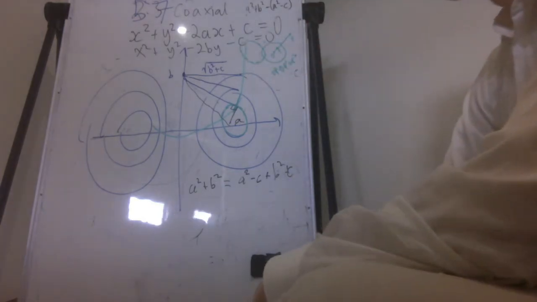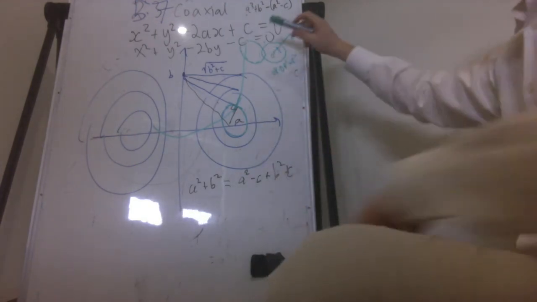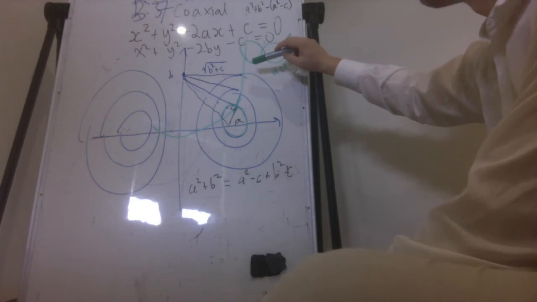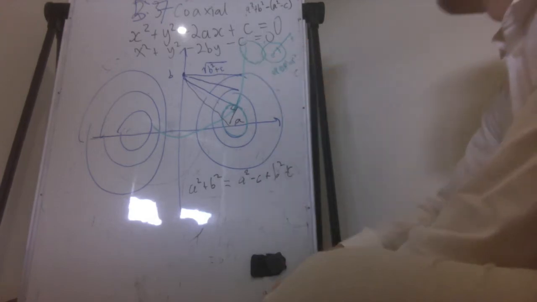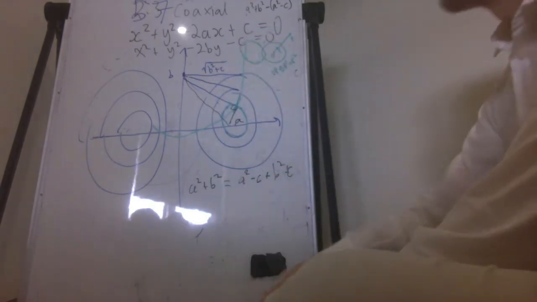I seem to think the power was C, yeah? Oh, actually, this is what I want to talk about. So what's the power, actually? The power of what? Oh, yeah. The power is B squared plus C, right?